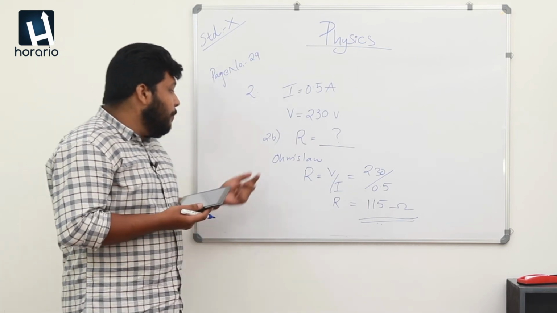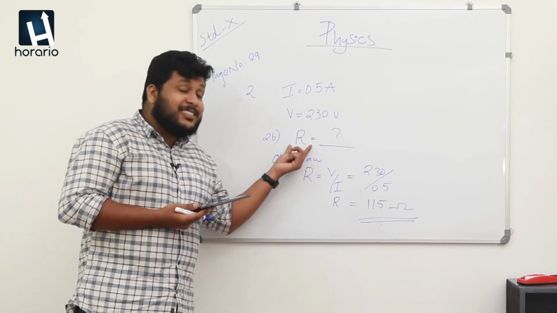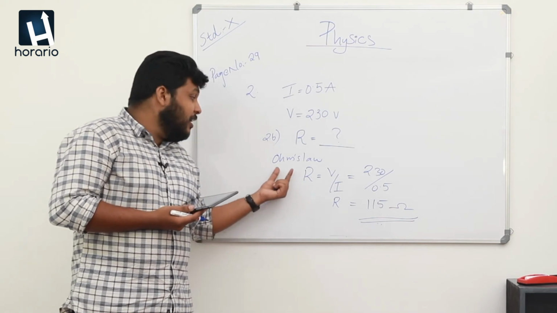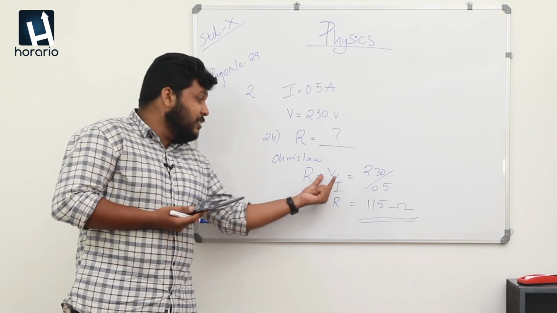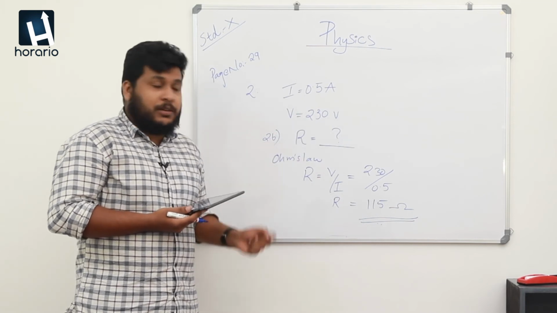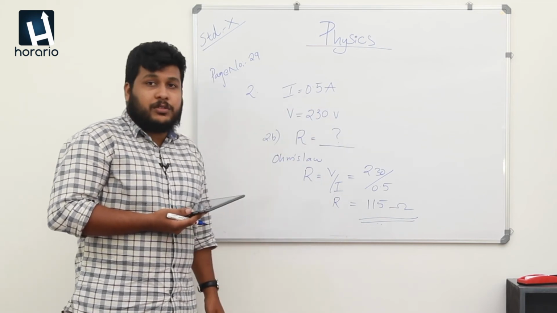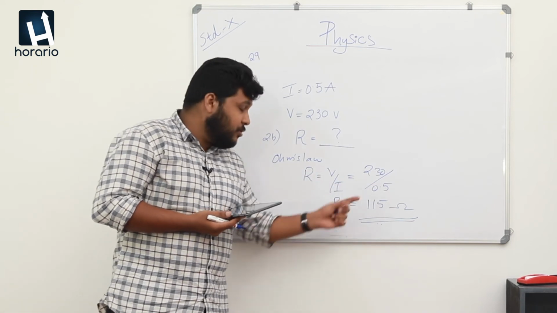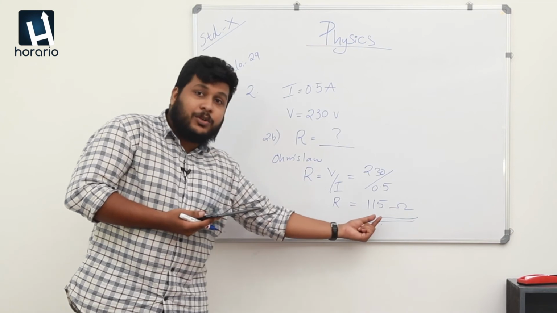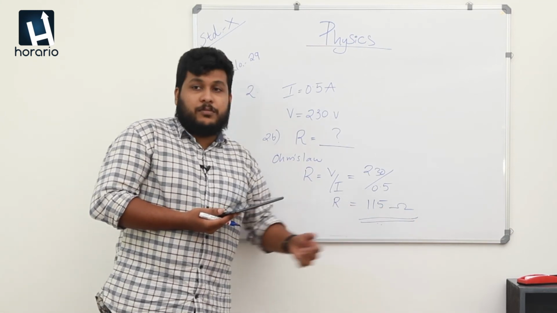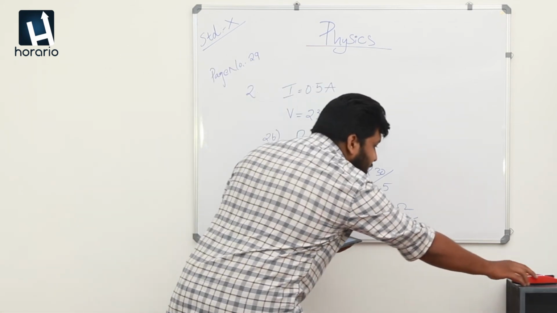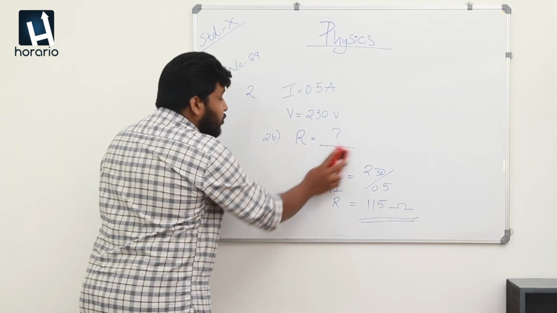Okay. The question B demands us to find what is the resistance of the circuit. So for finding the resistance, we need the relations from Ohm's law. That is V by I is equal to R. The V is given in the question, 230 volt, and I is also given in the question. By substituting those values in the equations, we can find R is equal to 115 ohm. Okay. Then the question is not yet completed. There is a part C for this question.